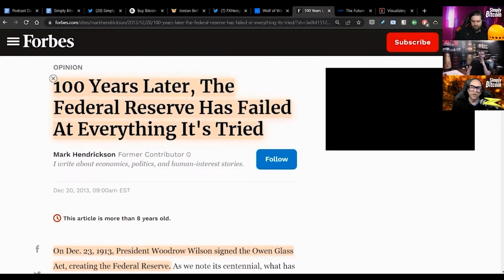100 years later, the Federal Reserve has failed, and I want you guys to keep in mind, this article is from December 20th, 2013, and it's on Forbes, okay? So just keep in mind the source that it's coming from. It's very interesting that this was on Forbes. I guess this is before they were worried about people actually pulling the strings together. Anyways, 100 years later, the Federal Reserve has failed at everything it's tried.